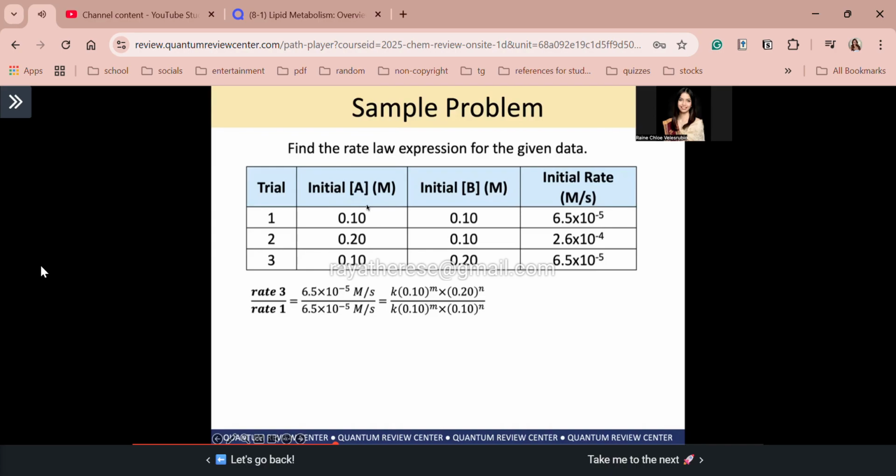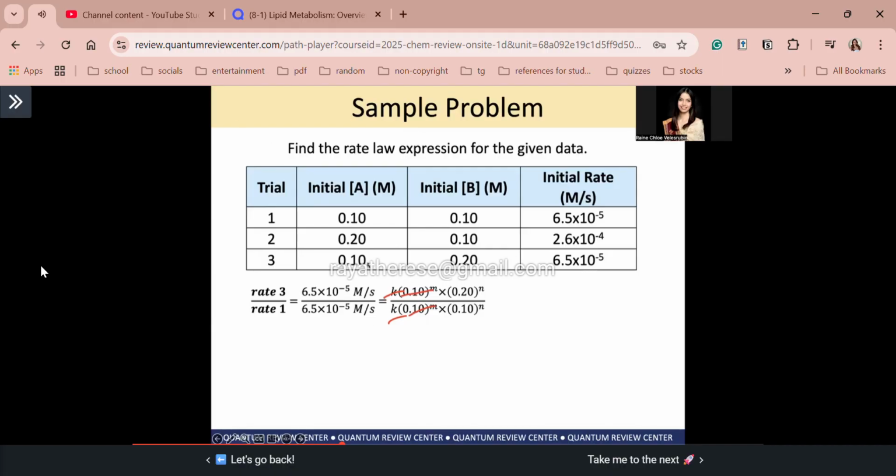Let's get the ratio of rate 3 over rate 1. That is equal to, so again, the rates with respect to trial 3 and trial 1. So 6.5 times 10 to the power of negative 5 divided by 6.5 times 10 to the power of negative 5. Diba? And that is equal to the respective rate law. So rate law 3, K times 0.10 to the power of m times 0.2 to the power of n. Okay? Next, rate 1, again, K times 0.1 to the power of m times 0.1 to the power of n. So guys, we can just simply again cancel out what? Siyempre ito, kasi same lang sila ng value, diba? 0.10 to the power of n. So ano yung natira? Si 0.2 to the power of n divided by 0.10 to the power of n.